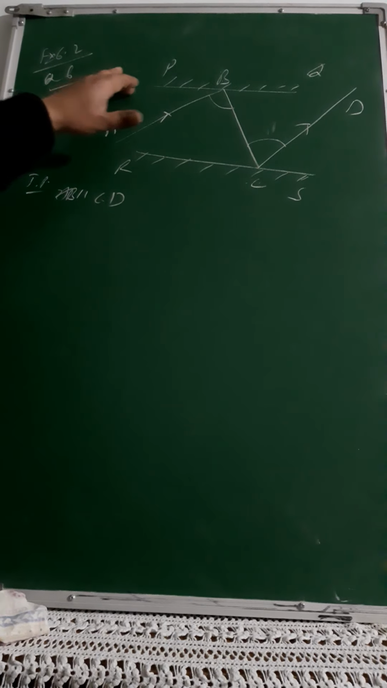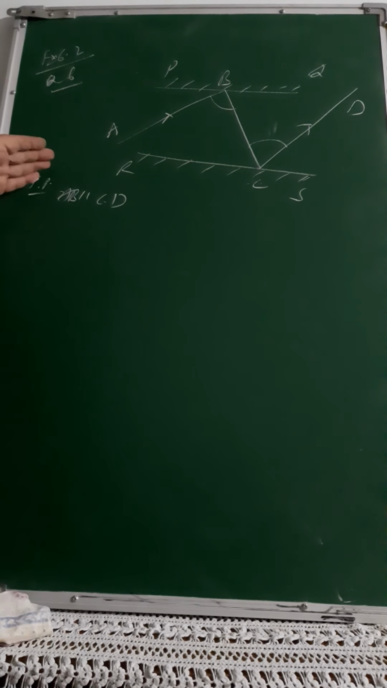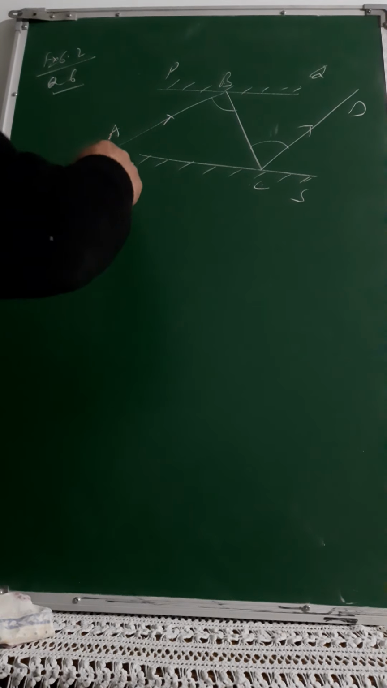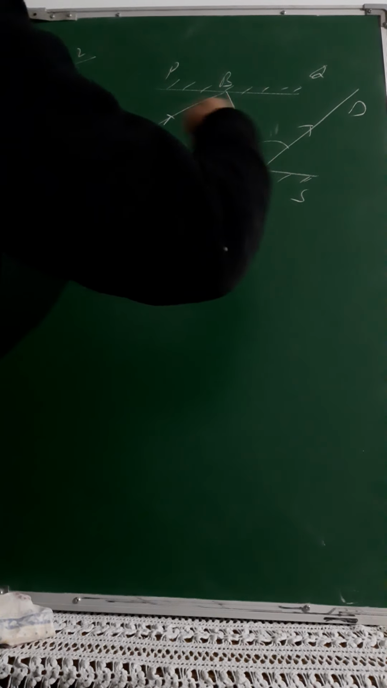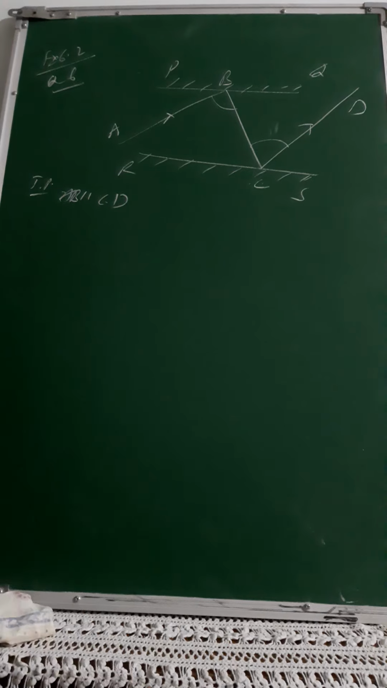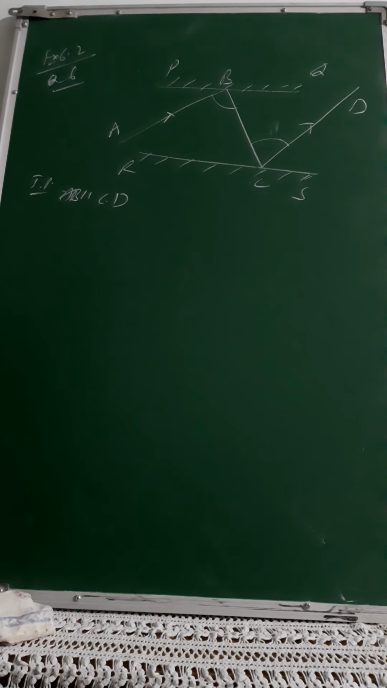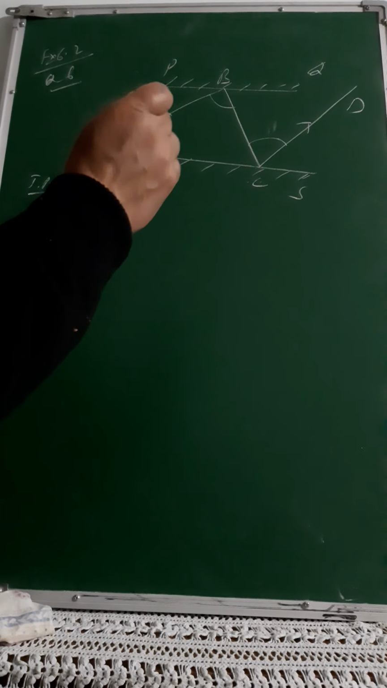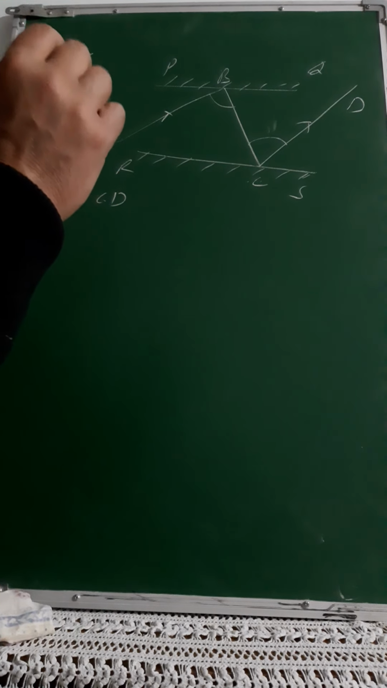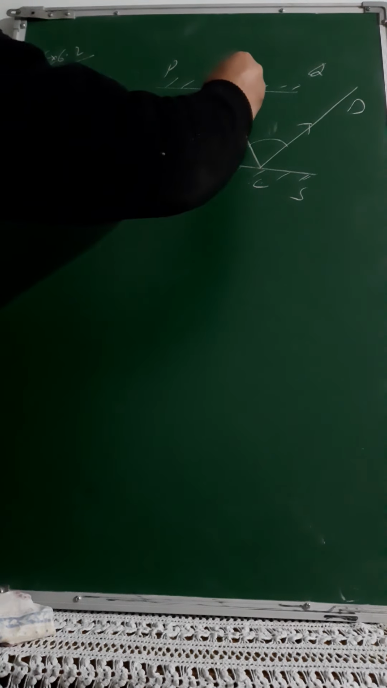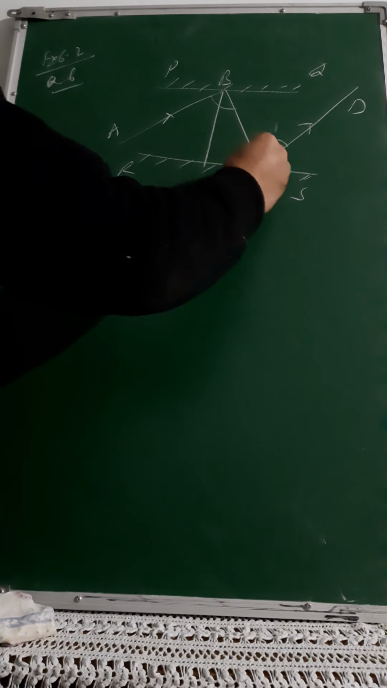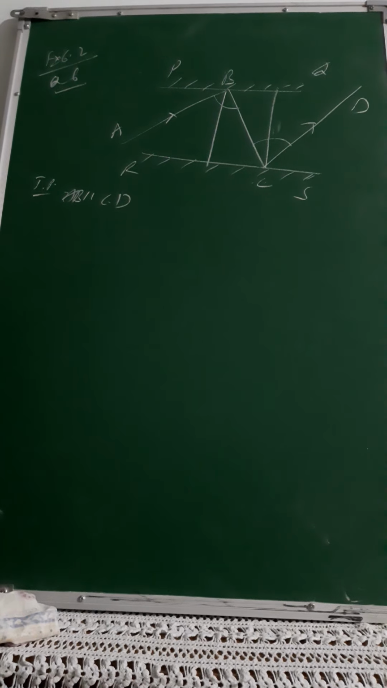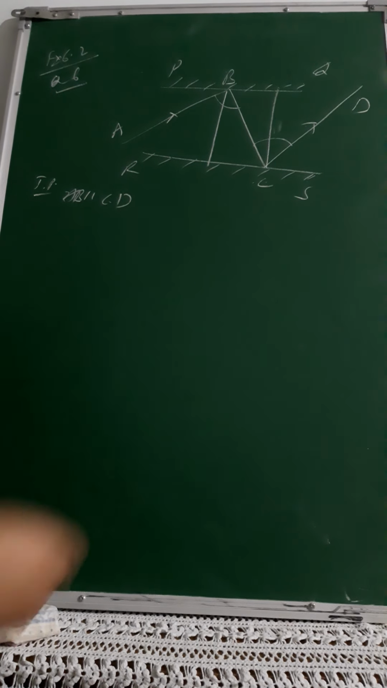But before that, as the mirrors are kept and the rays are falling on them, from this way to this mirror and from this way to this mirror, this is a numerical from physics, from the chapter of light. Laws of reflection: the angle of incidence is always equal to the angle of reflection.